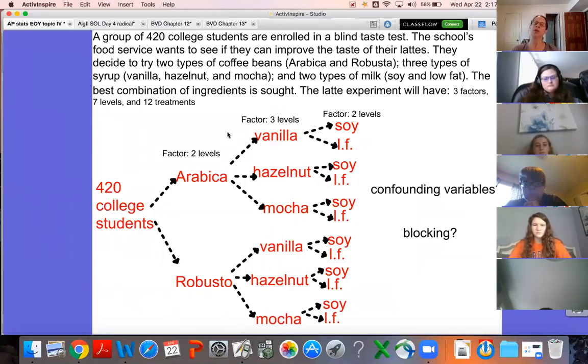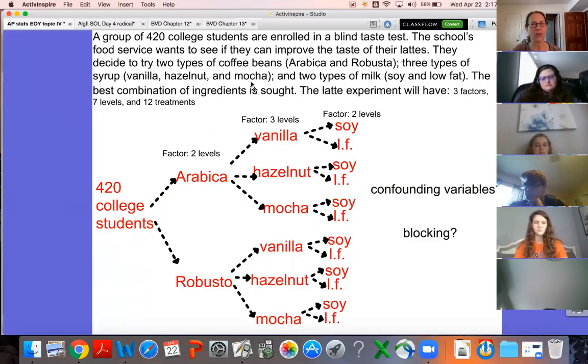And then I love this one. I think I did this before with you guys, but I can't remember it. But they talk about 420 college students and they want to do a blind taste test for food service. So what they're going to do is see how they can improve their lattes. So they want 2 types of coffee beans, the Arabica and the Robusta. So I said, here's your 420 college students: Arabica, Robusta. Each group gets 1 bean or the other. And then 3 types of syrup: vanilla, hazelnut, and mocha. And then you have to do 1 for each, the Arabica and the Robustas.